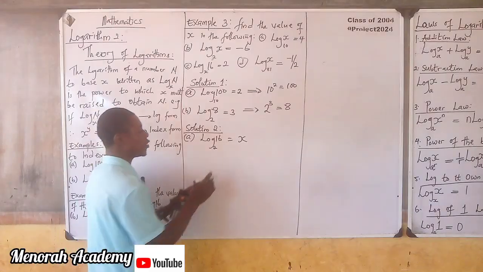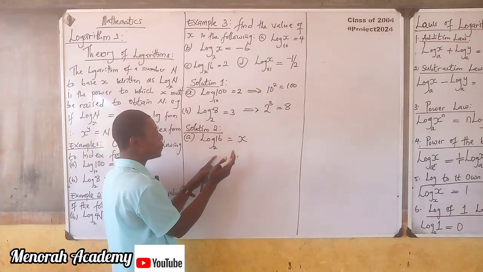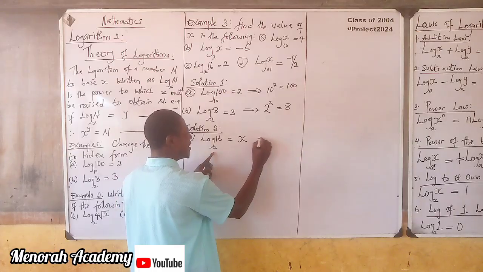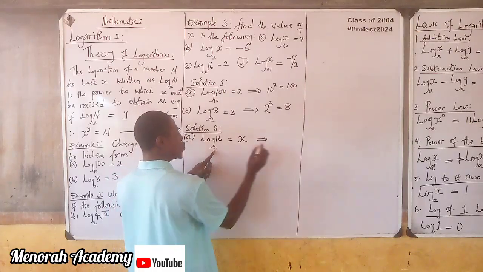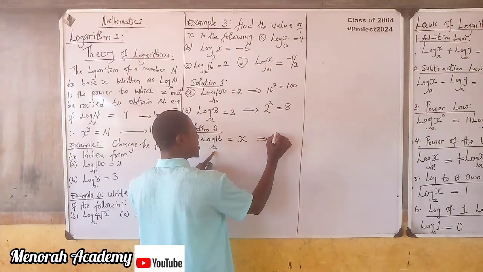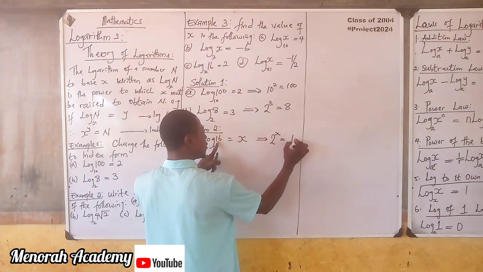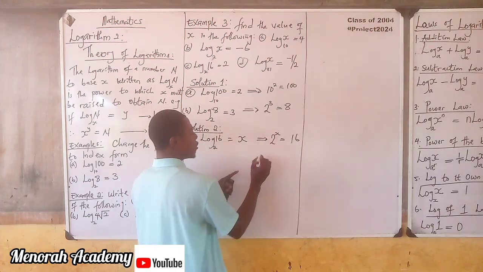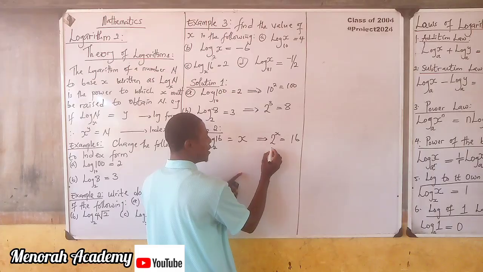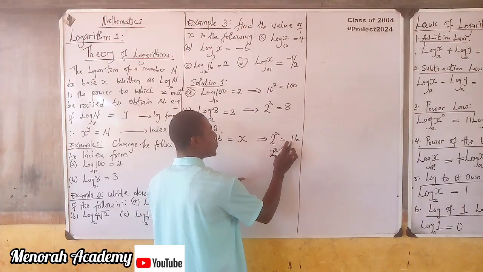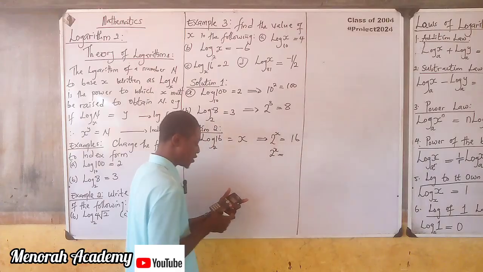Now remember where we are coming from. If you have something like this, it is the same thing. It implies that the base 2 will take x as its power, which equals the number itself, which is 16. So from this point, you will agree with me that 2 raised to the power of x will be equal to 16. So 2 raised to the power of what will give you 16?